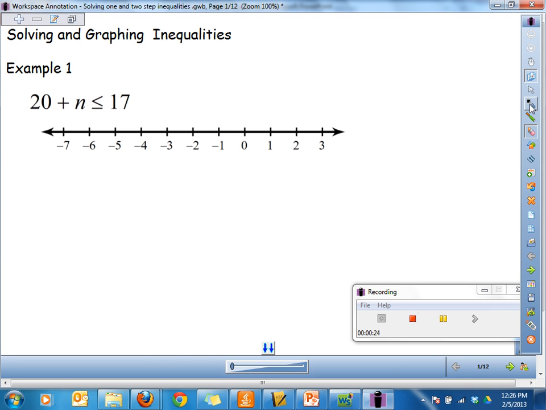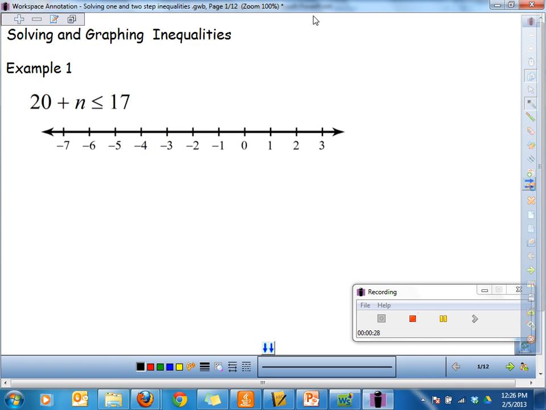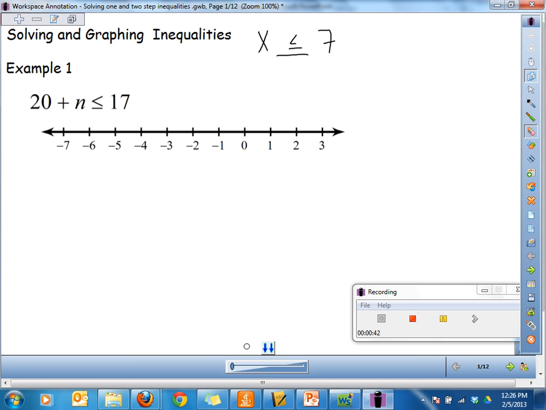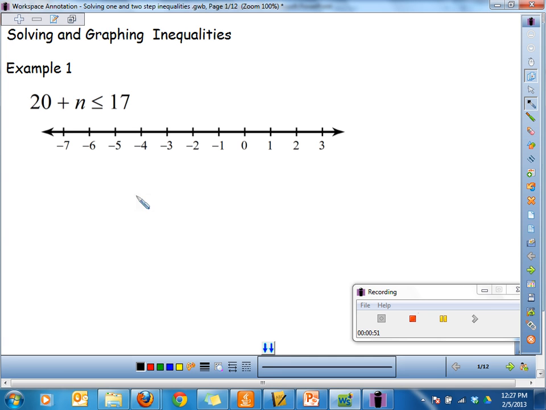When we solve inequalities, the first thing we want to do is get our variable alone, because we cannot graph anything until it looks something like x is, or a variable is, less than, equal to, or greater than a number. So we're looking for something like x is less than or equal to 7: a variable, an inequality sign, and then a number. So the first thing I need to do is solve. I'm going to rewrite this down here. First step is to solve.